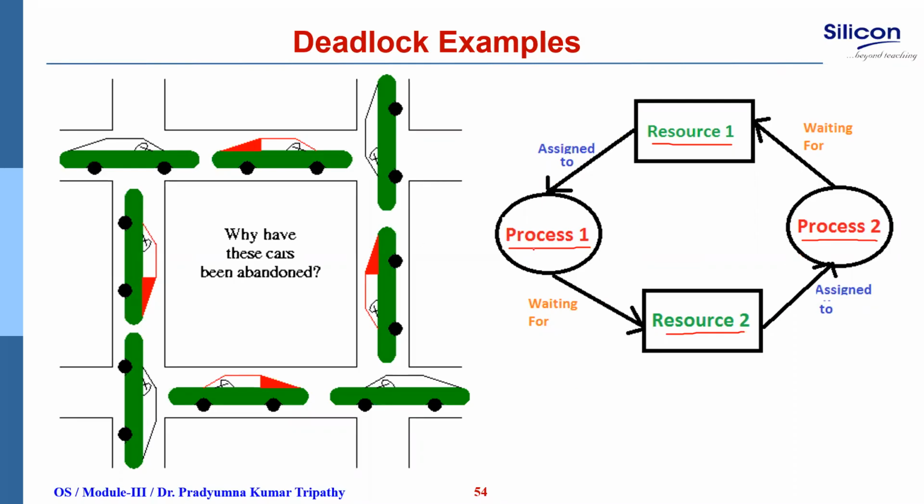Now, process 1 is requesting resource 2, while process 2 is requesting resource 1. So that means process 1 is holding resource 1 and making a request for resource 2. Is it understood? Process 1 is holding resource 1, making a request for resource 2, while process 2 is holding resource 2 and making a request for resource 1. This will put it in a circular fashion.